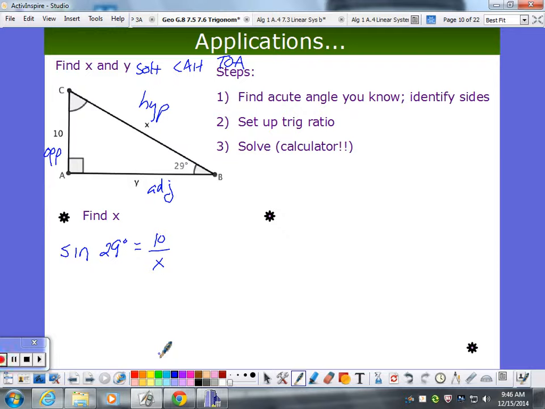And how do you solve something like that? Yeah, Joseph? It showed in the video, just swap these two. How come I can do that? Why can I do that?